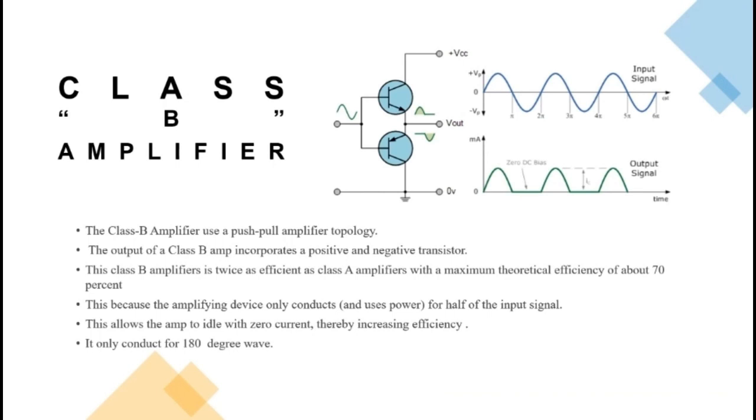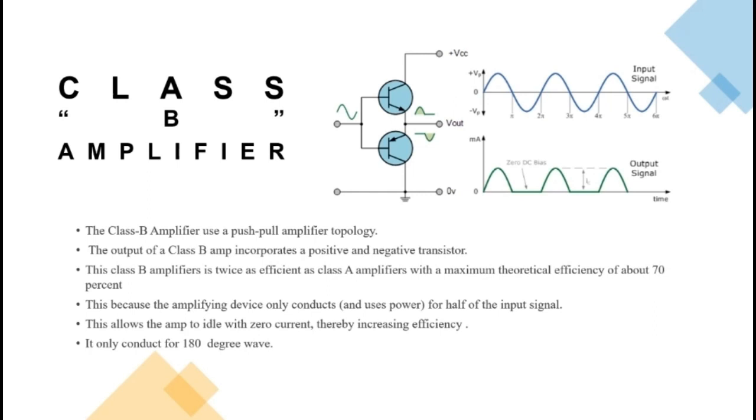The second class is the class B amplifier. The class B amplifier uses a push-pull amplifier topology. The output of the class B amplifier incorporates a positive and a negative transistor. The class B amplifier is twice as efficient as the class A amplifier, with a maximum theoretical efficiency of about 70%. This is because the amplifying device only conducts for half of the input signal. This is why it can only conduct 180 degrees. This allows the amplifier to idle with zero current, thereby increasing efficiency.